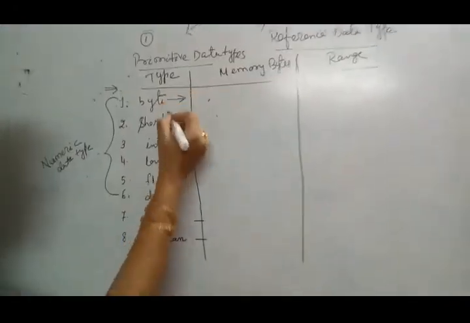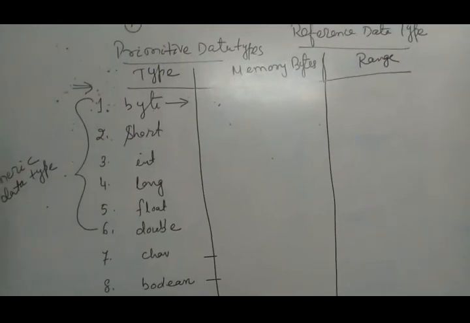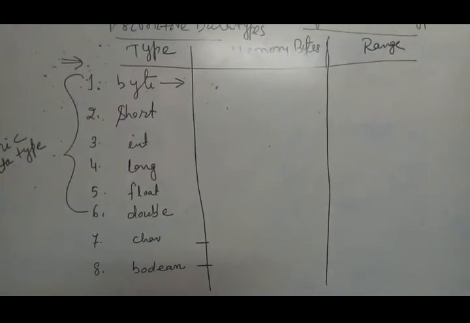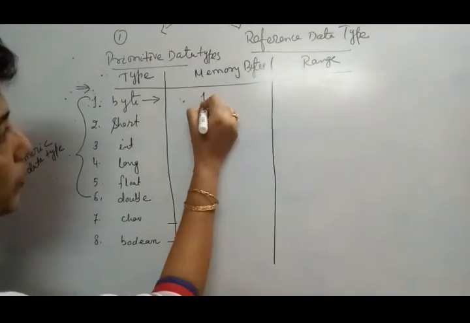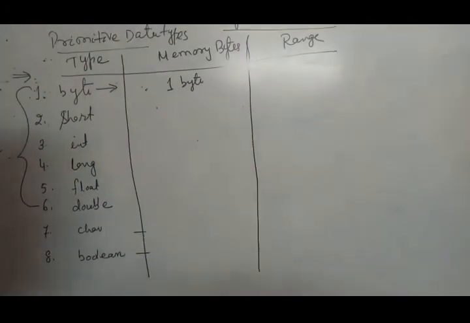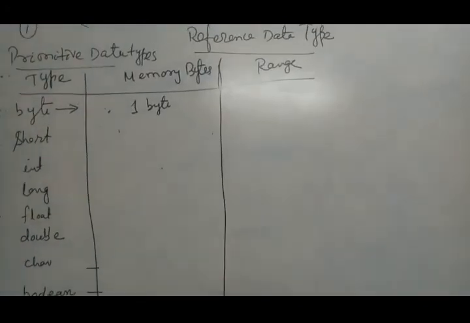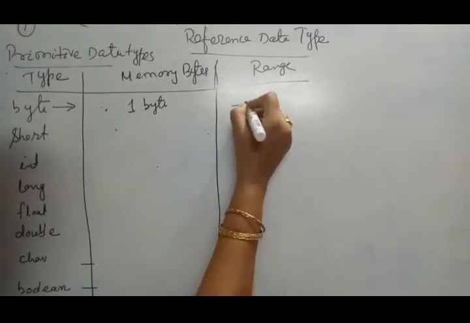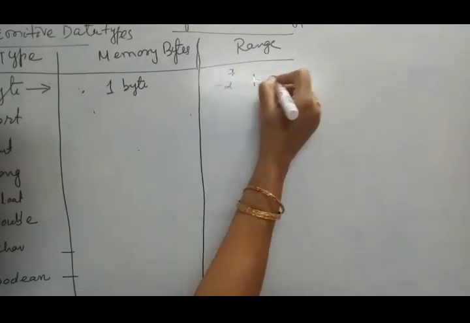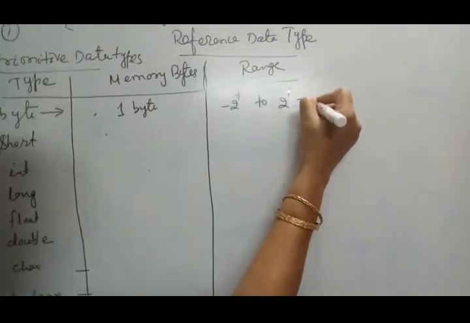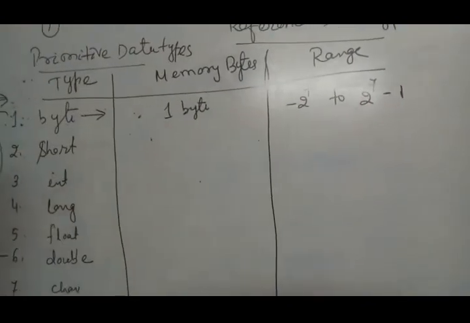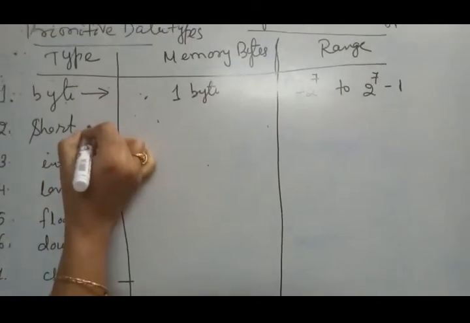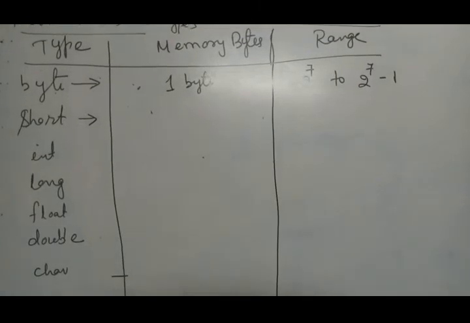The first one is your byte. Now byte is the smallest data type to store an integer literal or constant. Now it uses 1 byte in the memory and the range of value it is going to support is -2 to the power 7 to 2 to the power 7 minus 1. Okay. Now this is the smallest one. Then comes next the short data type.